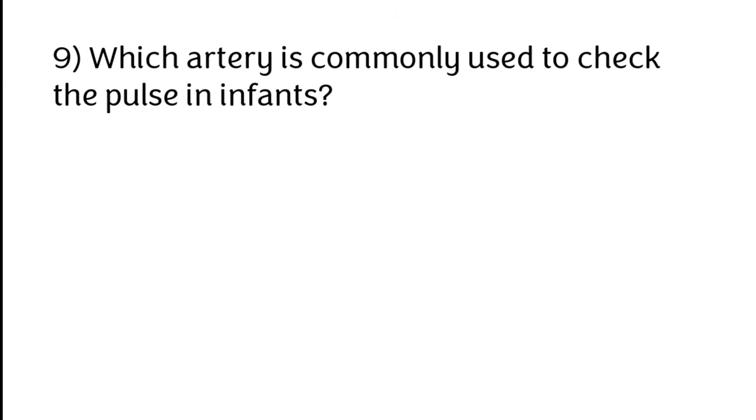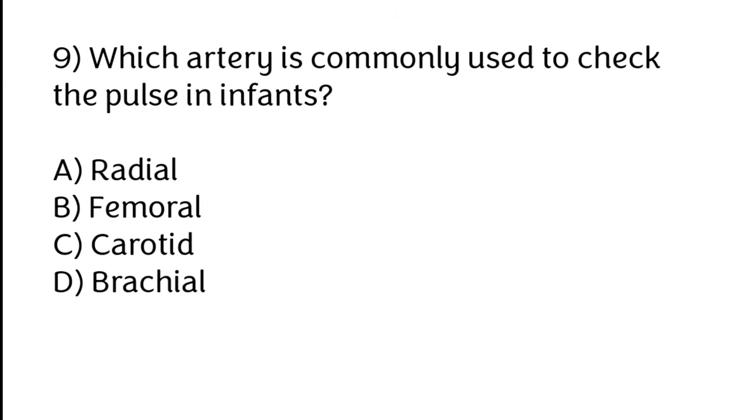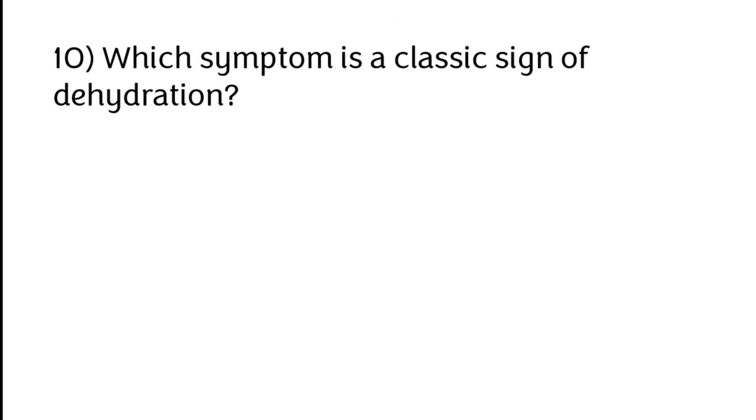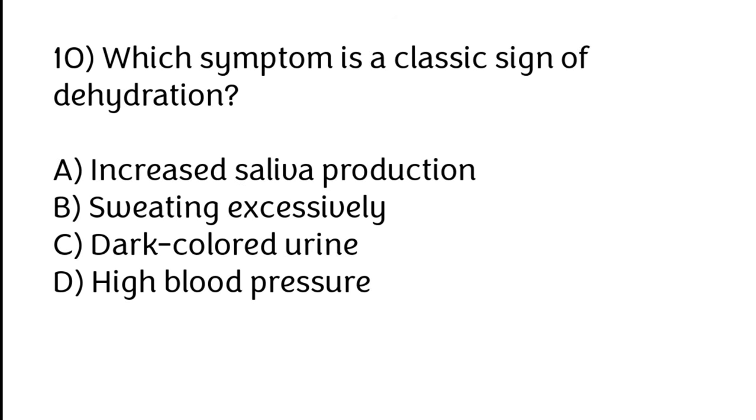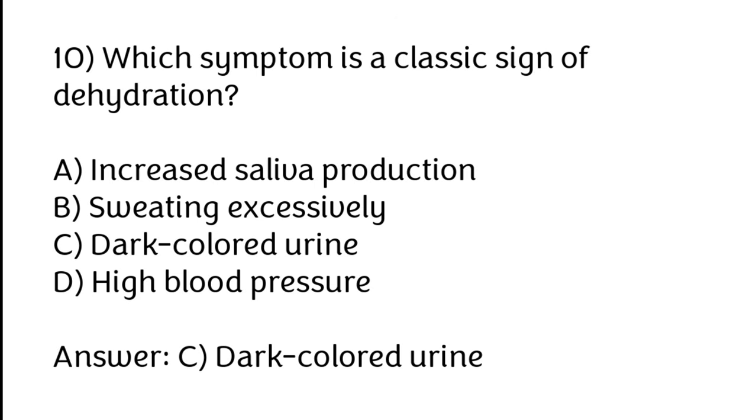Which artery is commonly used to check the pulse in infants? Radial, femoral, carotid, brachial. Correct answer is option D, brachial. Which symptom is a classic sign of dehydration? Increased saliva production, sweating excessively, dark color urine, high blood pressure. Correct answer is option C, dark colored urine.